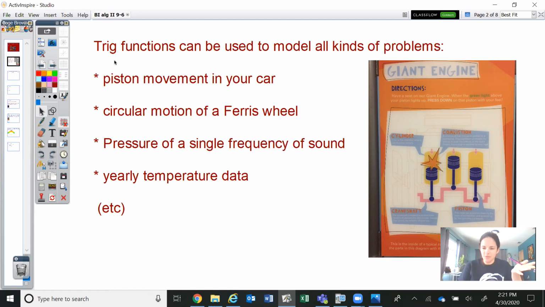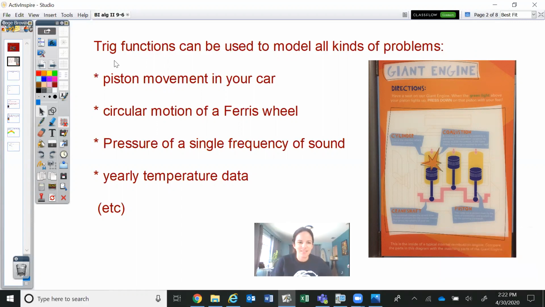Number one, the piston movement in your car, which I put this nice little graphic for you because I don't know much about cars, but I actually went with my family to COSI, the Columbus Museum of Science and Industry. And they had a giant piston and it showed us how it works. So what happens is, the cylinder and the combustion happen and they make the pistons go up and down, and then as the pistons go up and down it turns the crankshaft, and then that makes your car go. So there you go, that's my explanation for that.